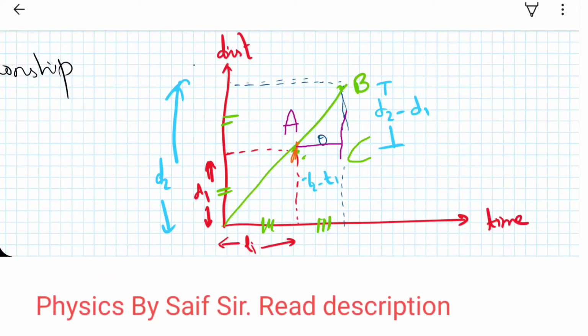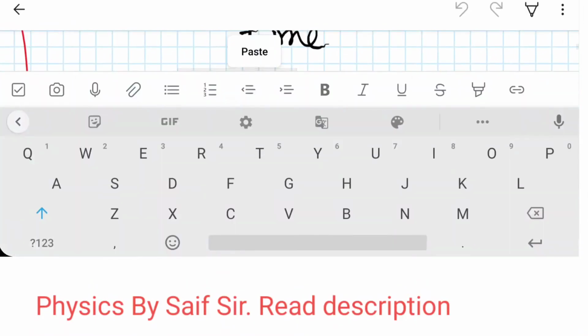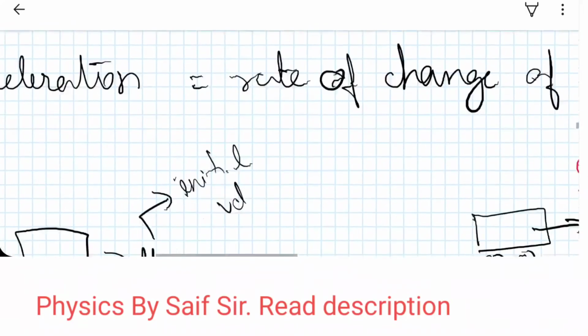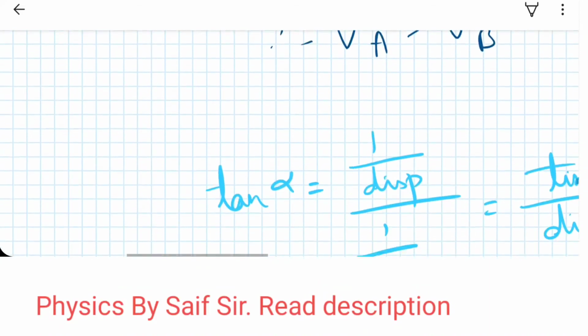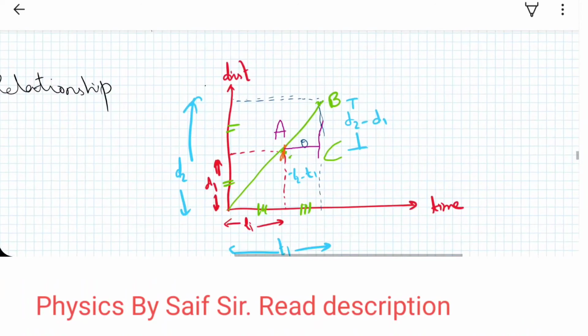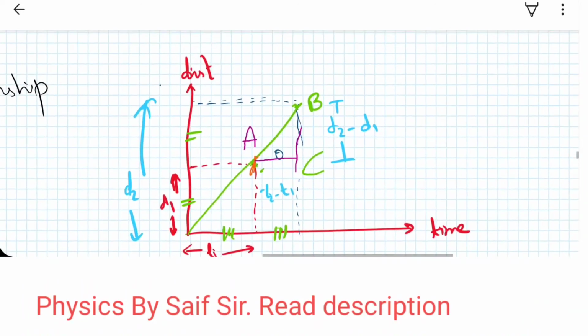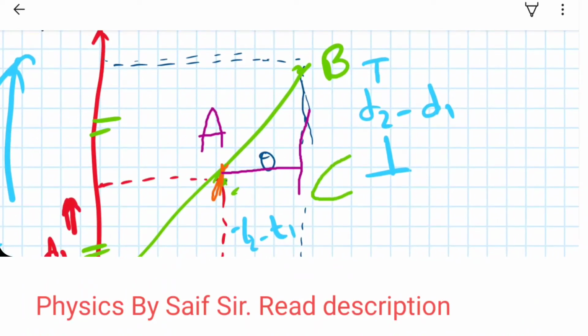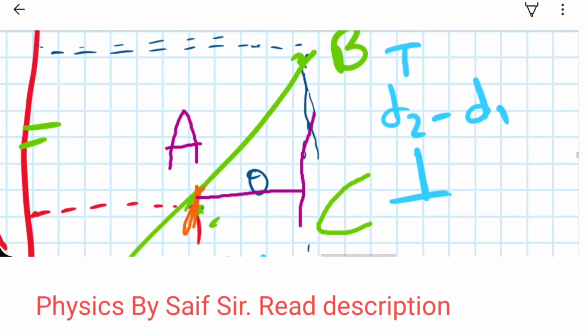Now what we are going to do is find the slope here. Why we are going to find the slope, we'll let you know. Here the theta is there, and we'll consider the angle. Just consider the triangle ABC here.